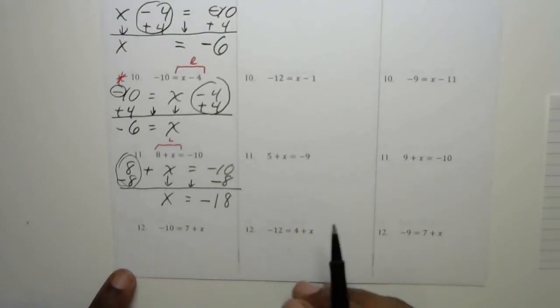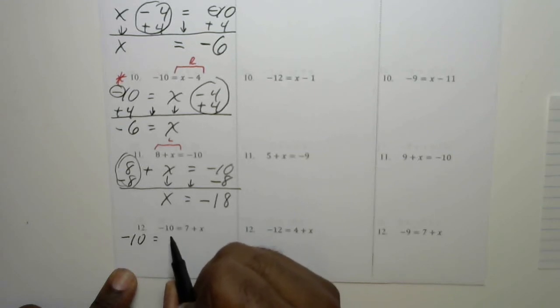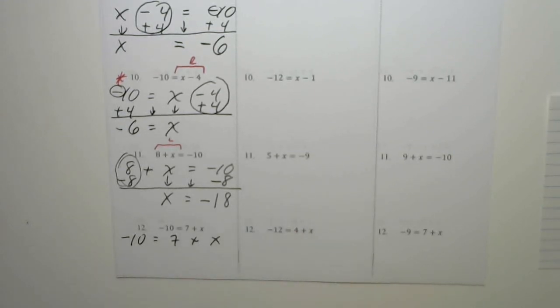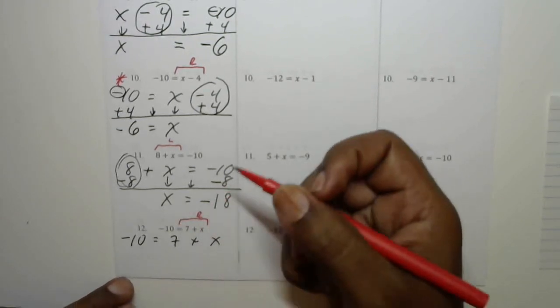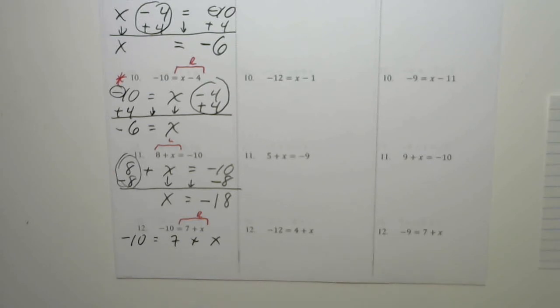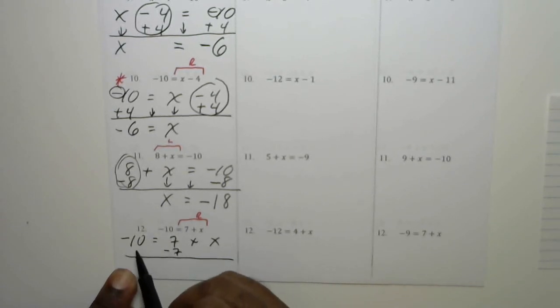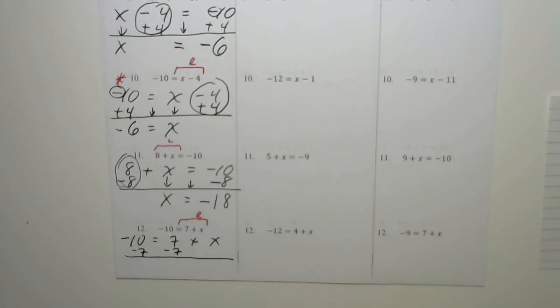Number 12, I don't have much room, so I'm going to squeeze this in. -10 equals 7 plus x. It's a bad looking plus. Now, this is a right side problem because the x is now on the right side. So, we have to get rid of the 7 on the right side in order to make this work. This is adding 7, so we put a -7 so it'll cancel. And what we do on one side, you do on the other. So another -7 on the left side.